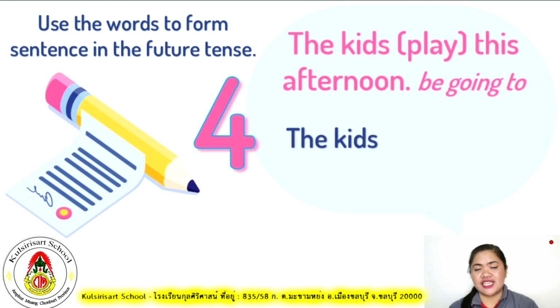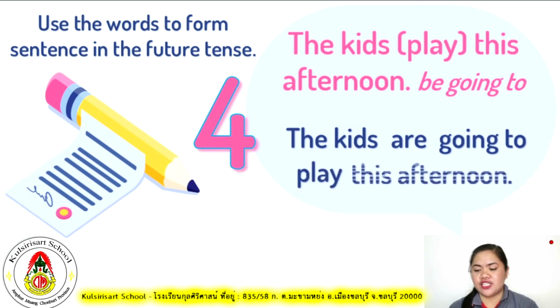Our subject is the kids. Now, what should be the be verb that we are going to use here? Of course, are. And then going to. And then what is the verb? Okay, the verb is play. So, the base form of play is still the same, play. And continue by putting this afternoon. The kids are going to play this afternoon.